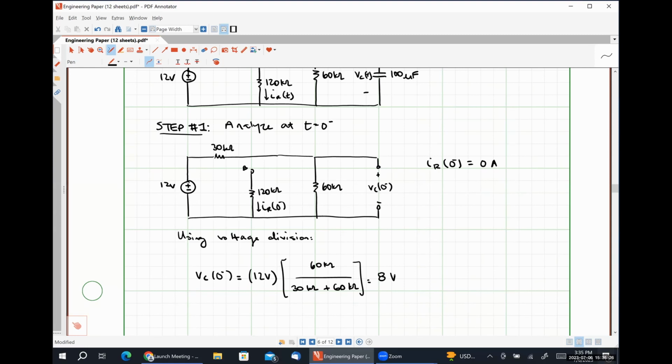For step number two, we are going to do the exact same thing that we did before. We're going to analyze the circuit at t equals 0 plus.